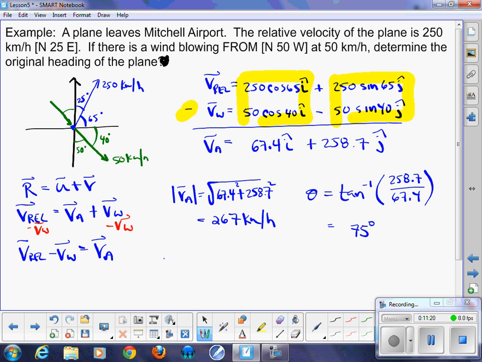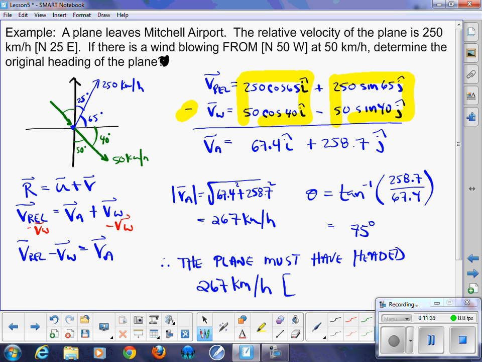So therefore, the plane must have headed... So when they took off, the pilot set the throttle for 267 kilometers an hour airspeed, and was heading east 75 degrees north. So that's what the plane was doing, or what the pilot set the plane to do. But in the end, that 250, this is what the plane is actually doing.